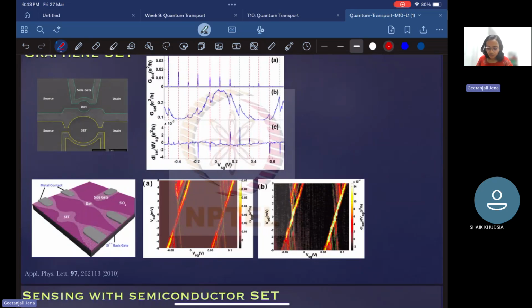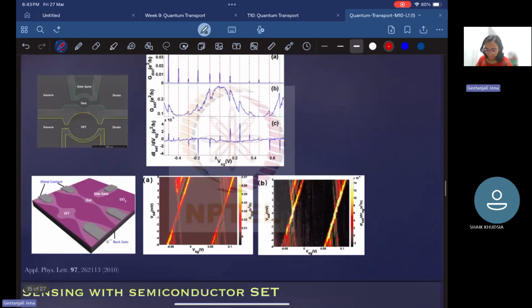As we have seen before, these are large quantum dot SETs, and these are placed next to the region where the electron is tunneling through this dot, and we are sensing this electron tunneling by this SET. Okay.